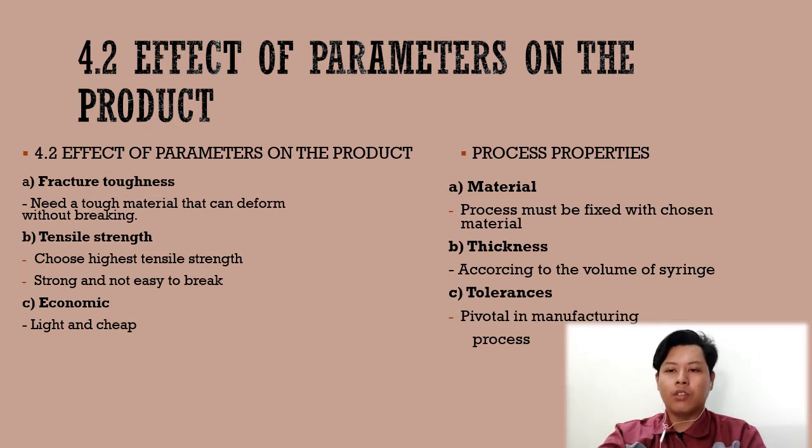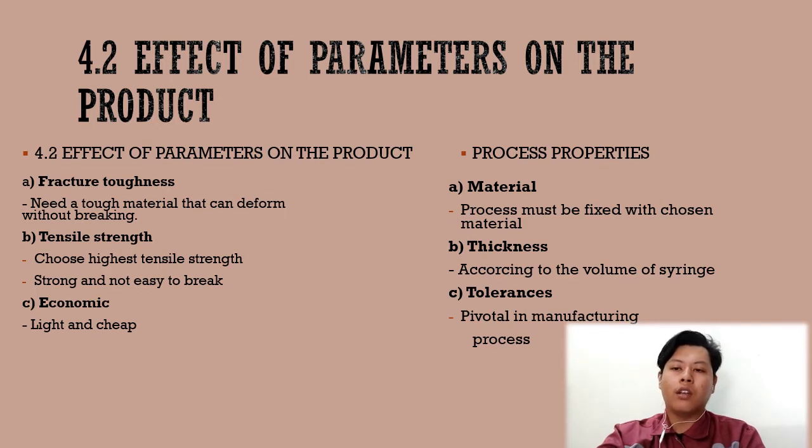Okay, next we move to the effect of parameters on the product. There are several effects of parameters on the product that we divide into 2, which are material properties and process properties. The first one for material properties is fracture toughness. In this case, we need a tough material that can deform without breaking and is also very flexible, which makes it easy to mold into different shapes.